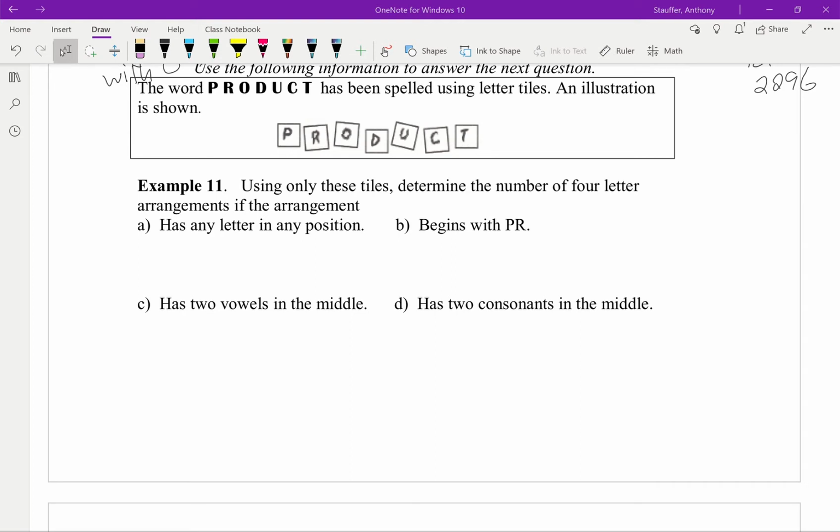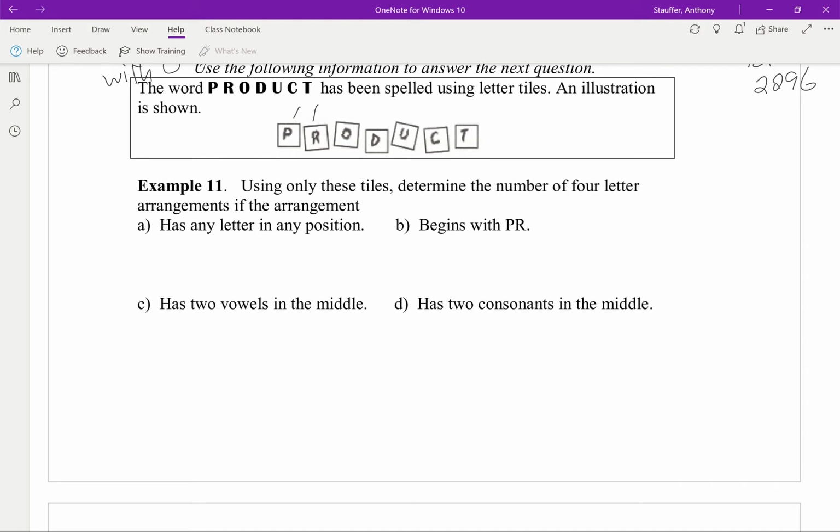So now that I have permutations in the mix, I'm just going to go back and look at these questions right here. And I'm just going to do it in both ways. This is just to get you a bit more familiar with permutations sometimes. So using only these tiles, determine the number of four-letter arrangements if the letter has an arrangement in any position.